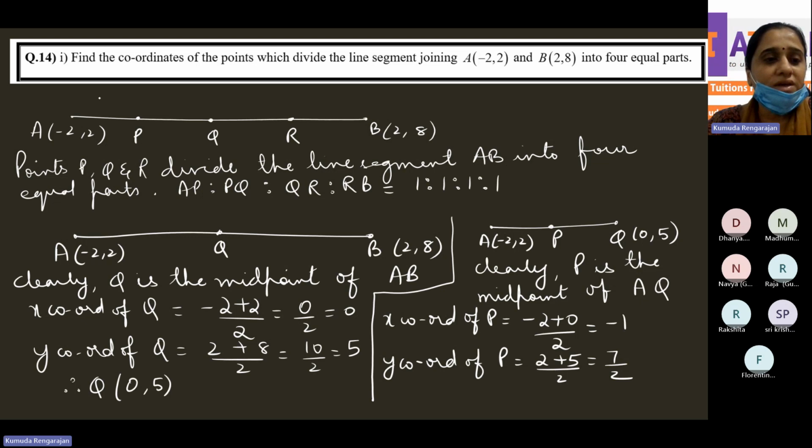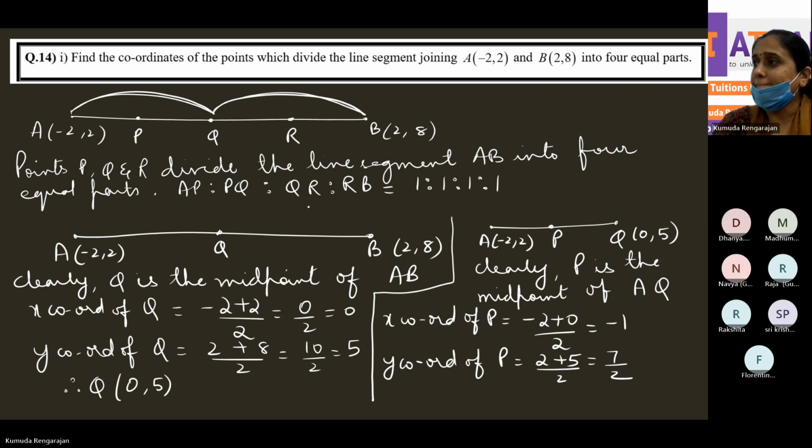Now, how much is the AQ? 2 parts. And how much is QB? 2 parts. AQ is 1+1, 2 parts. QB is also 1+1, 2 parts. That means 2:2, which is 1:1. So that means Q is the midpoint of AB.